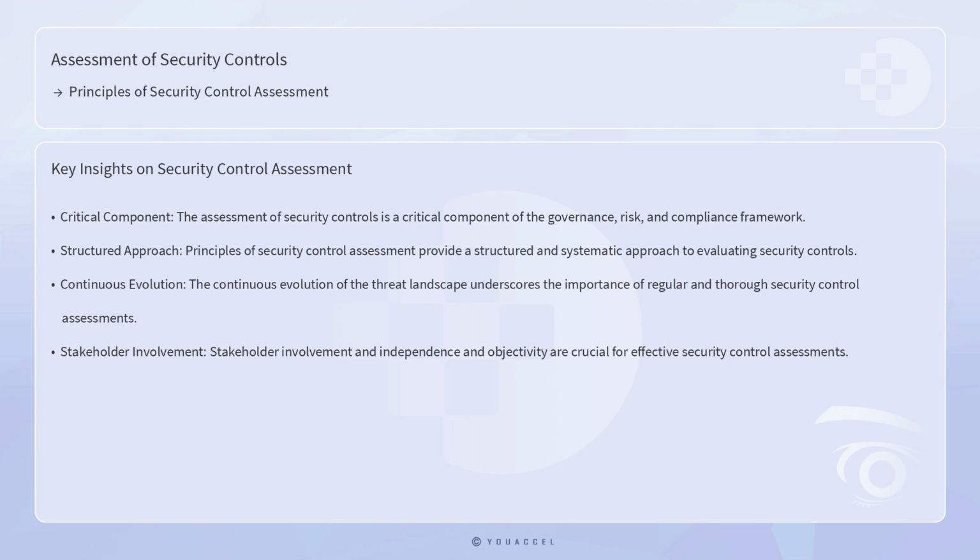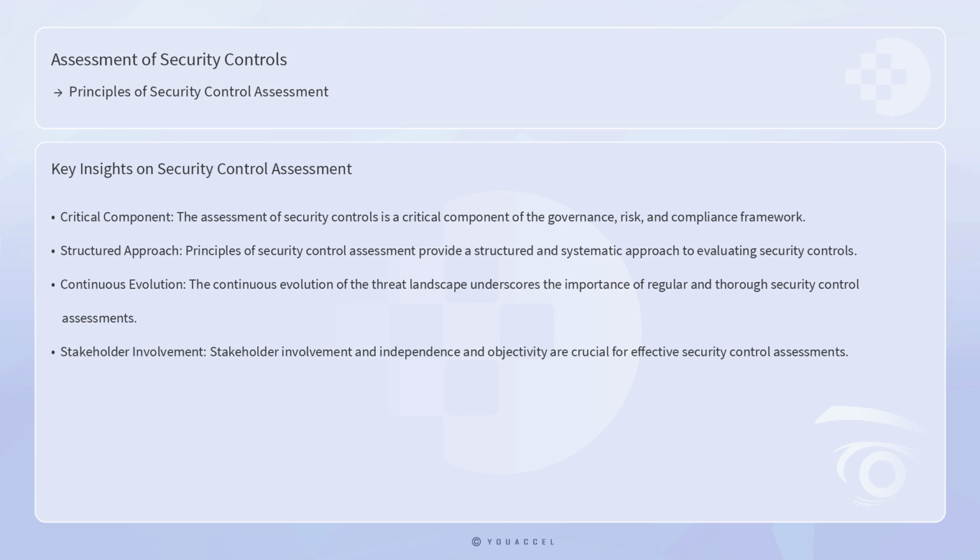In conclusion, the assessment of security controls is a critical component of the governance, risk, and compliance framework, providing organizations with valuable insights into the effectiveness and efficiency of their security controls. The principles of security control assessment, including the use of established frameworks and standards, a risk-based approach, appropriate assessment methods and tools, continuous monitoring, stakeholder involvement, and independence and objectivity, provide a structured and systematic approach to evaluating security controls.